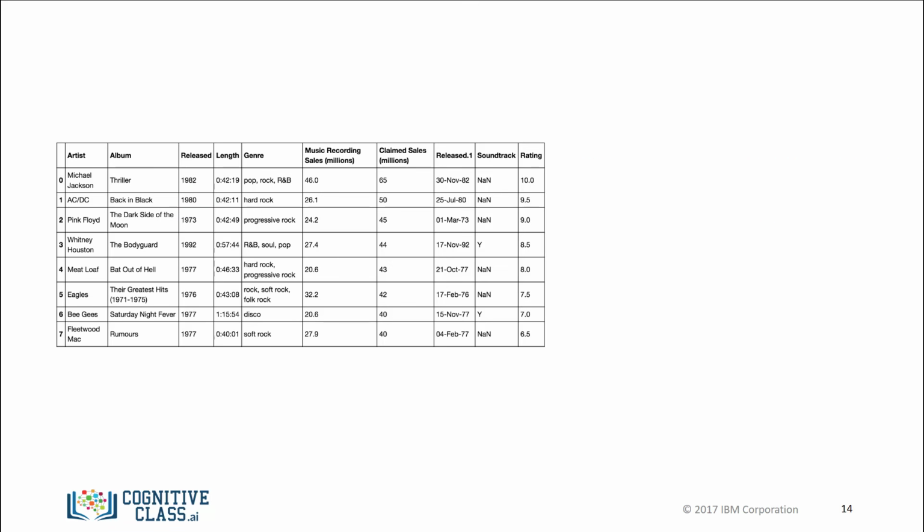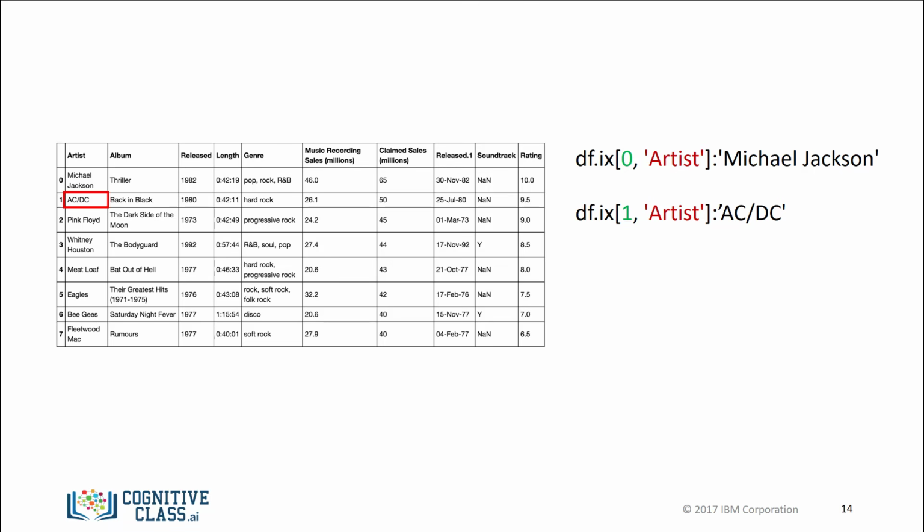When you use the name of the column as well, you can access the first row of the column named Artist as follows. Similarly, you can access the second row of the column named Artist. You can access the first row of the column named Released as follows. Finally, you can access the second row of the column named Released.